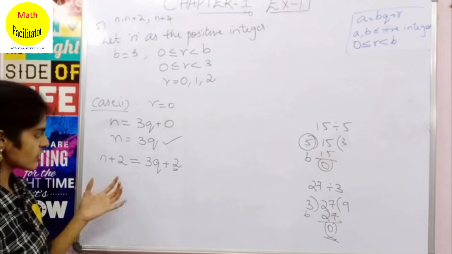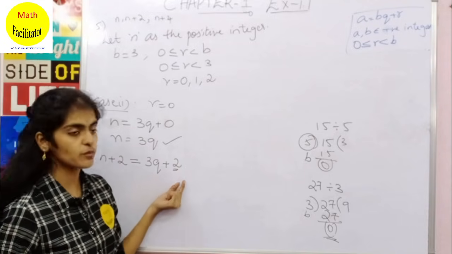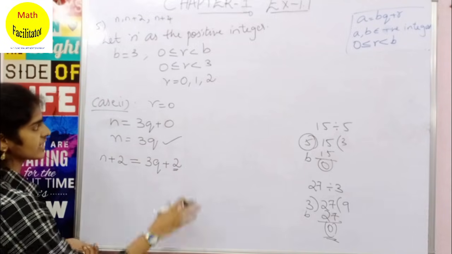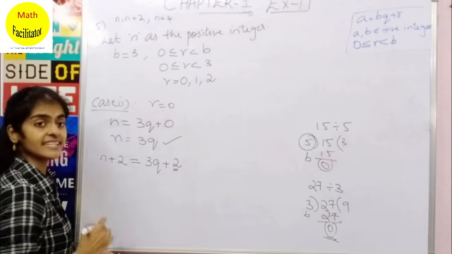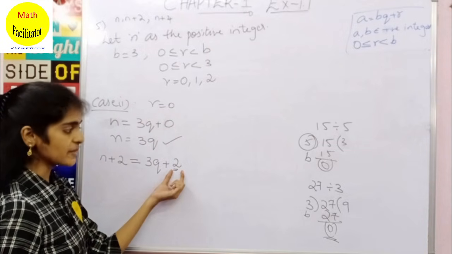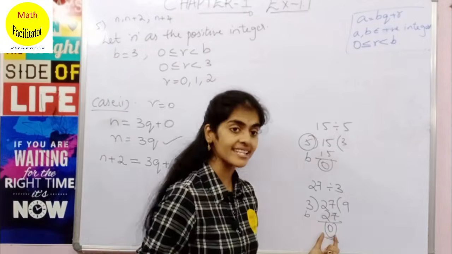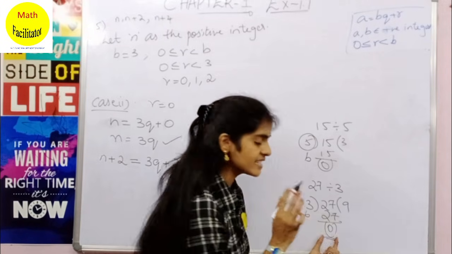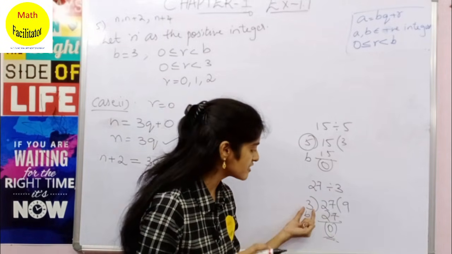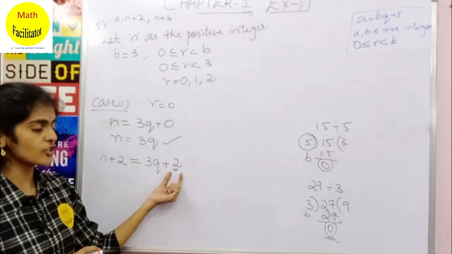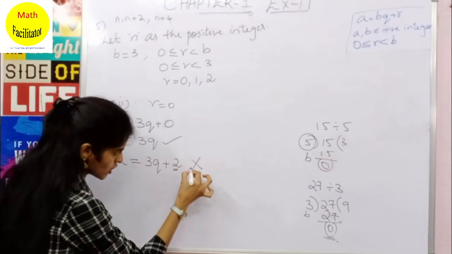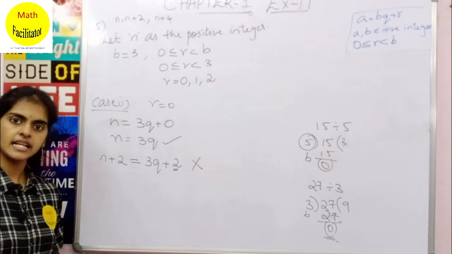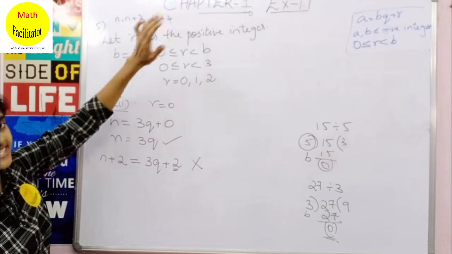Now in this case you can see some number is equal to 3q plus 2. Comparing here, you can see the remainder is 2. That means when the remainder is 0, only then can you say that the number is divisible by 3. When the remainder is 2, you can say that this number is not divisible by 3. Clear? Now let us check the next case.